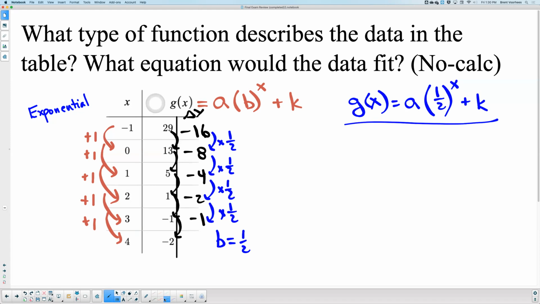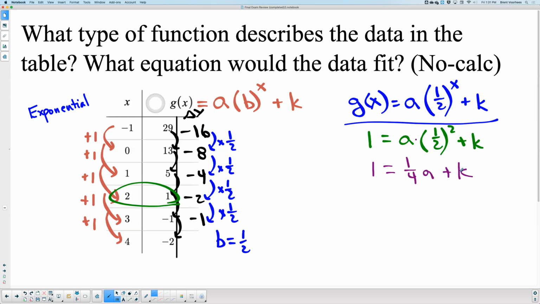Examine your table. Which points do you think are the best numbers to work with? We can pick any of them. They all should give us the same answer. I hear 2 and 1. Let's choose 2 and 1. So 1's the y, 2's the x. So we have 1 equals a times 1/2 to the power of 2 plus k. Now let's simplify that. 1/2 squared means 1/2 times 1/2. It's going to be 1/4. I'm going to write that in front of the a, so 1/4 a plus k. You good with that?